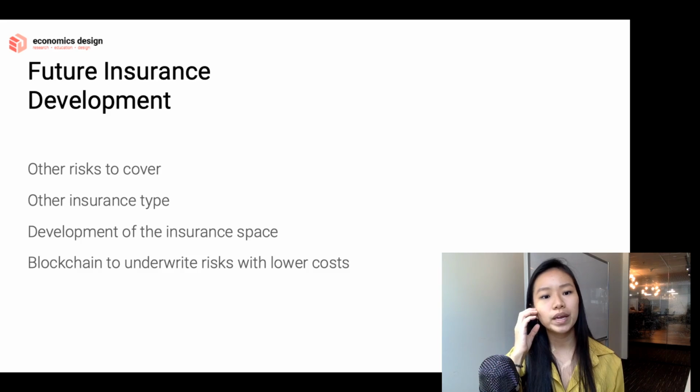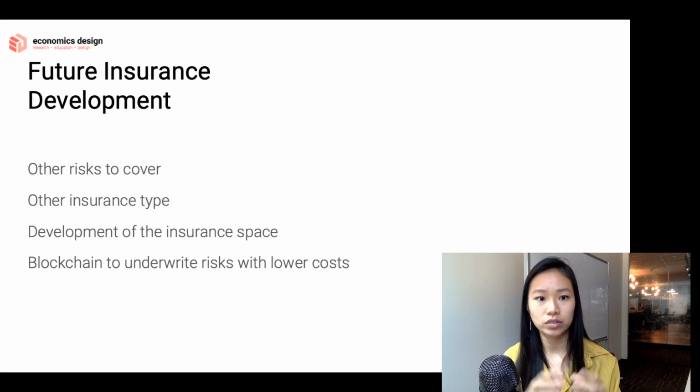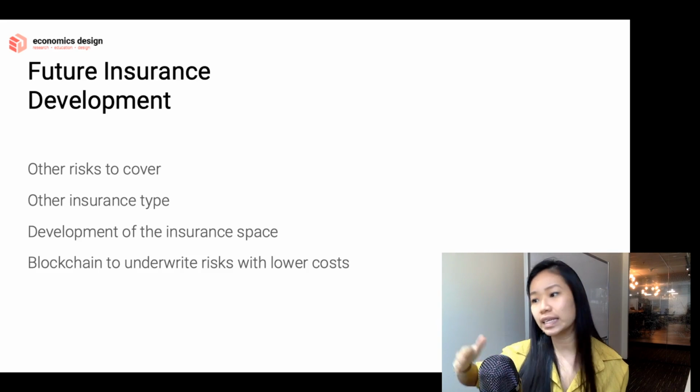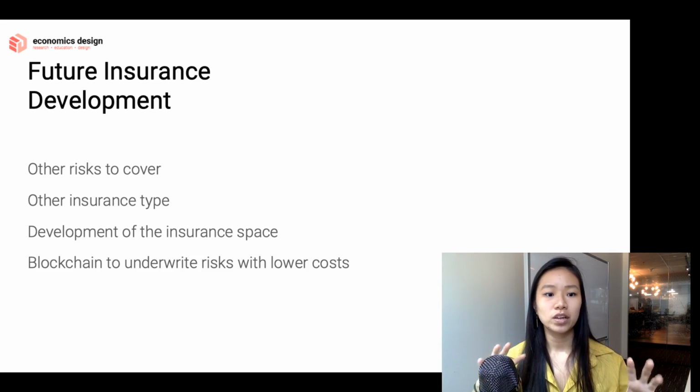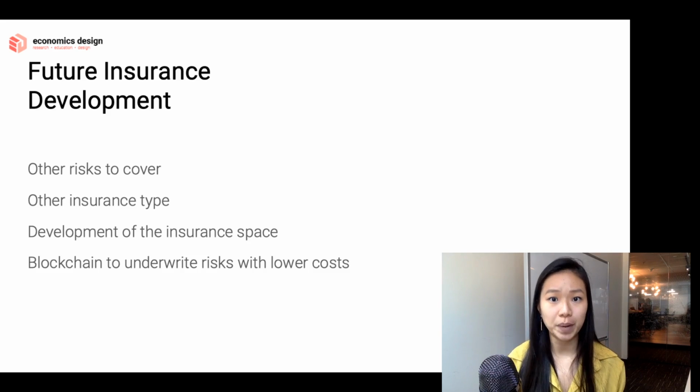The other stuff will be your insurance types. Right now we're just looking at smart contract code insurance. There could be a lot of other insurance in the internal technical risk part, in the external technical risk part, in the economic incentive risk part. A lot of other insurance available. Then I'm pretty sure we're going to see a lot of development in the insurance space.